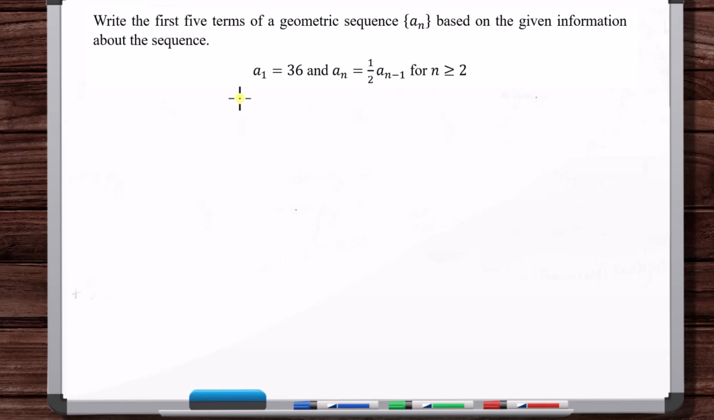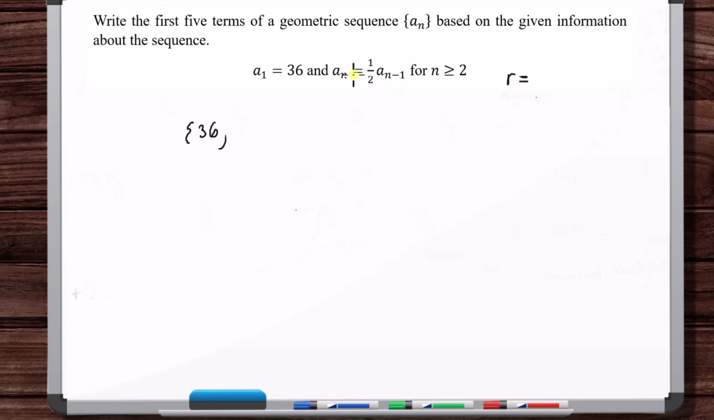Okay, write the first 5 terms of the geometric sequence based on the given information. Same type of problem as the last problem. So we start with a1 is equal to 36. This is a geometric sequence. It tells us that, but it doesn't give us an r. What does it tell us? It says a sub n is 1/2 times a sub n minus 1. We're looking for that common ratio. So what is r?